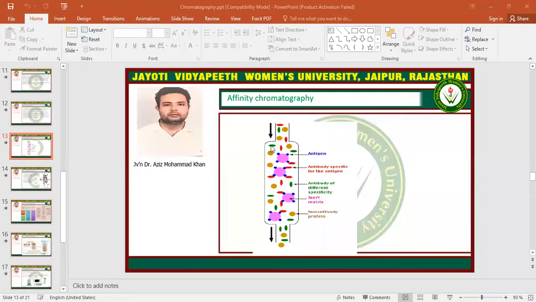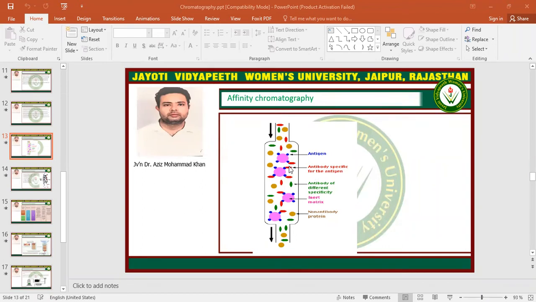So this is the diagram of the affinity chromatography. In this affinity chromatography, suppose that there are three or four different kinds of proteins, and we have a single type of antibody which is specific to our desired protein. Suppose our desired antibody is this red colored antibody.